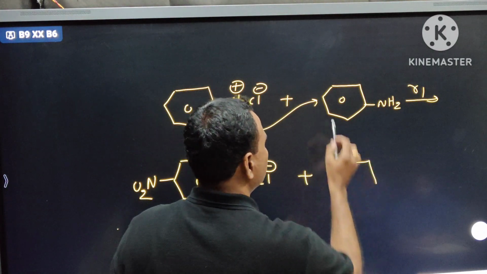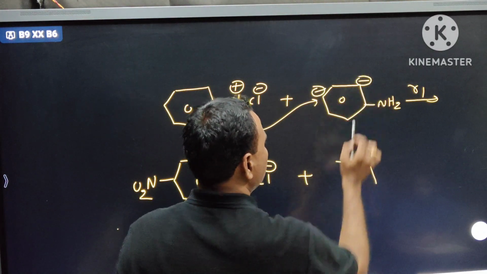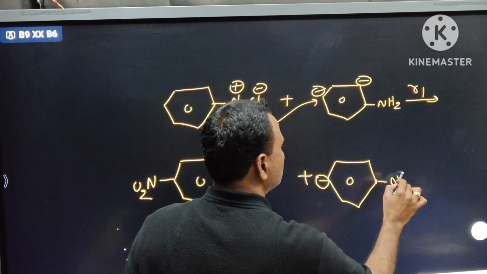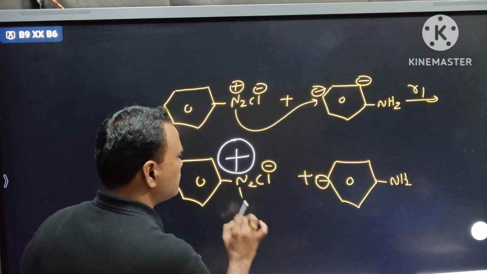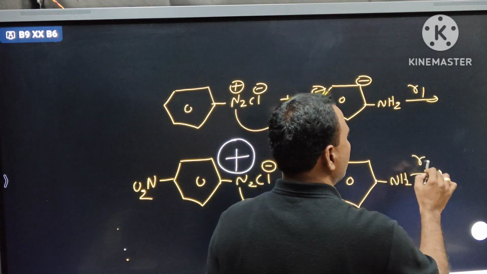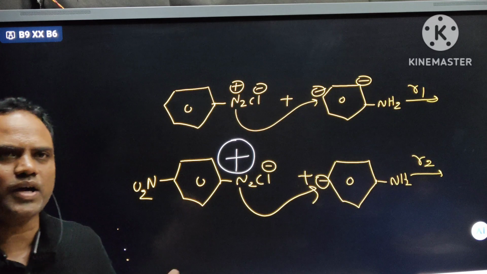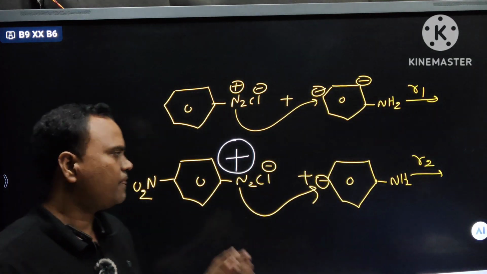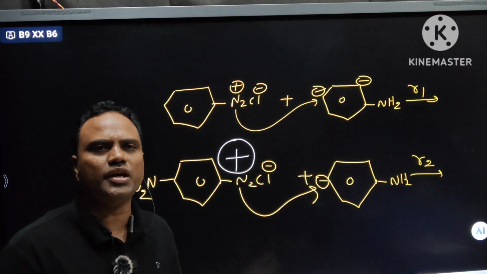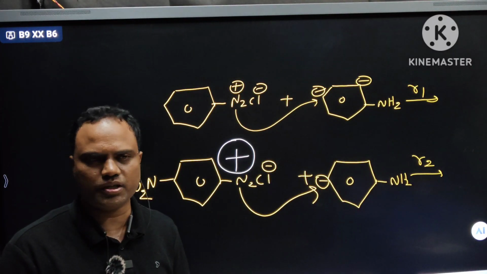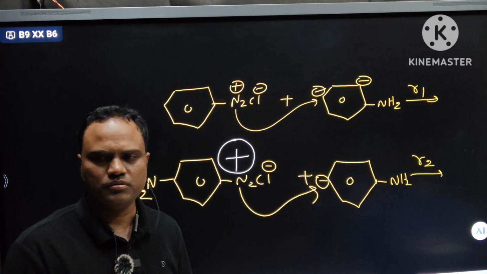So it attacks easily. Clear? Because negative is present in ortho and para, this large positive attacks the negative readily. So which rate is more? R2. R2 is greater than R1. So the final conclusion: by attaching minus M groups to benzene diazonium chloride, we can increase the rate of the coupling reaction. Very, very important.